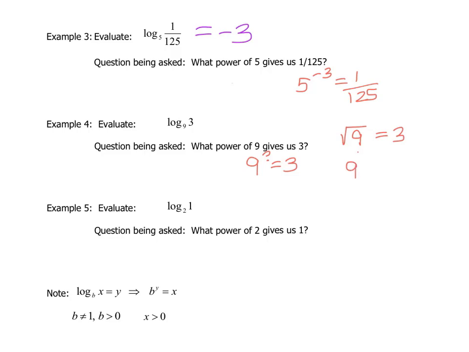Remember, if we have a square root, that's like raising something to the 1/2 power. So 9 to the 1/2 gives us 3. And so now I know what power of 9 gives us 3. That's my answer here. The answer is your exponent.